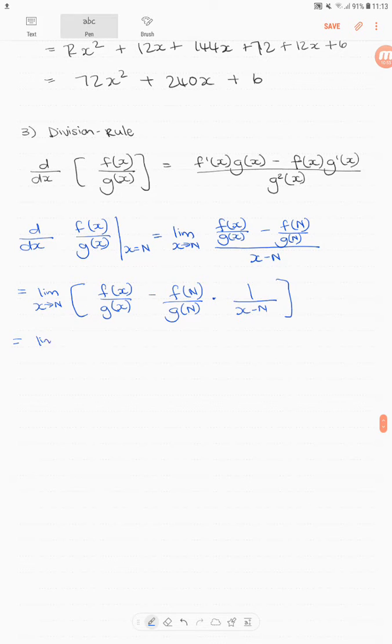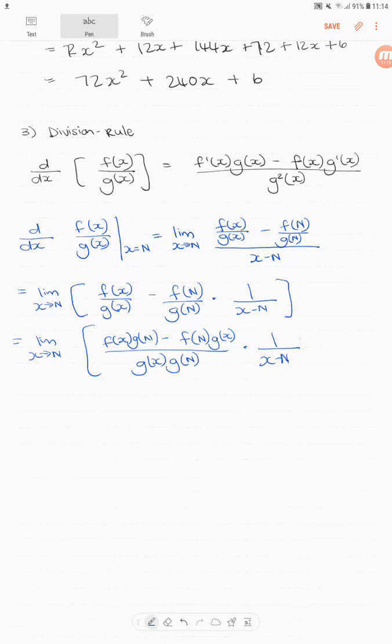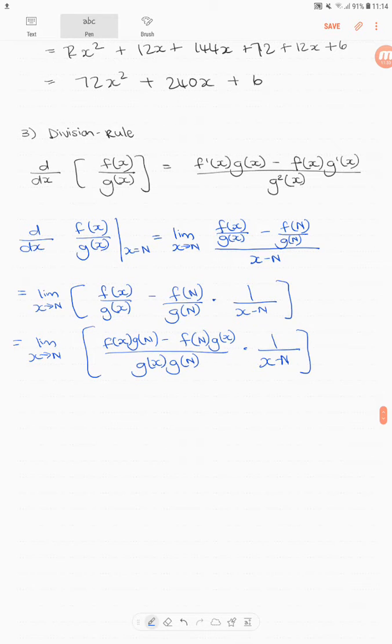So we can simplify this even further by placing these two factors on a common denominator, which would be g x, g n. To get g x, g n, we need to multiply f x by g n, and we need to multiply f n by g x. Everything multiplied by 1 over x minus n. Remember, we want f x minus f n divided by x minus n.